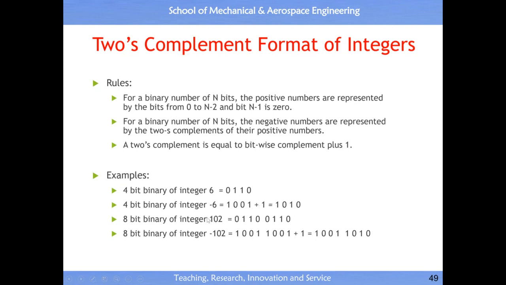Then how about this one? For example, we have 102. Then how do we represent negative 102? The solution is to first compute the bitwise complement. So 0 becomes 1, 1 becomes 0, 1 becomes 0, 0 becomes 1, 0 becomes 1, 1 becomes 0, 1 becomes 0, 0 becomes 1. Then you see this is the sign bit, so positive becomes negative. Then plus 1. Altogether, you get this one.